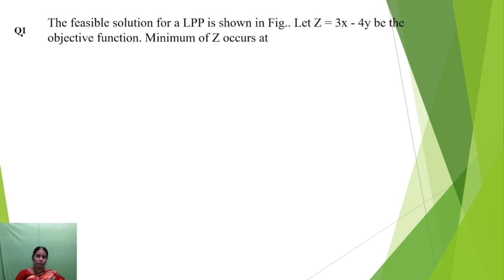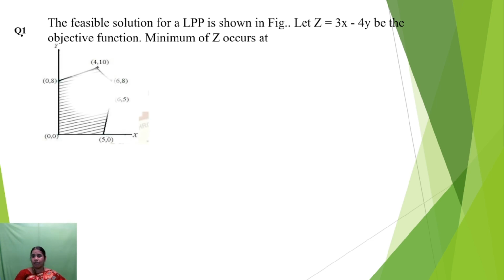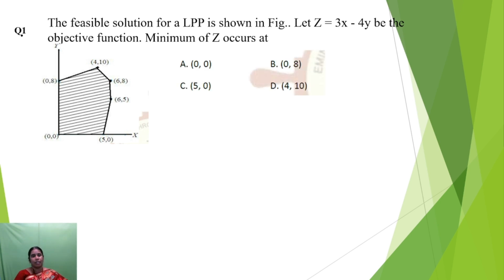Problem number 1. The feasible region for a linear programming problem is shown in the figure. Let z = 3x - 4y be the objective function. We have to optimize z, which means finding where the minimum of z occurs. By seeing the diagram, we can't tell where the minimum value of z appears, whether at 0, 0 or 5, 0. So we have to calculate.